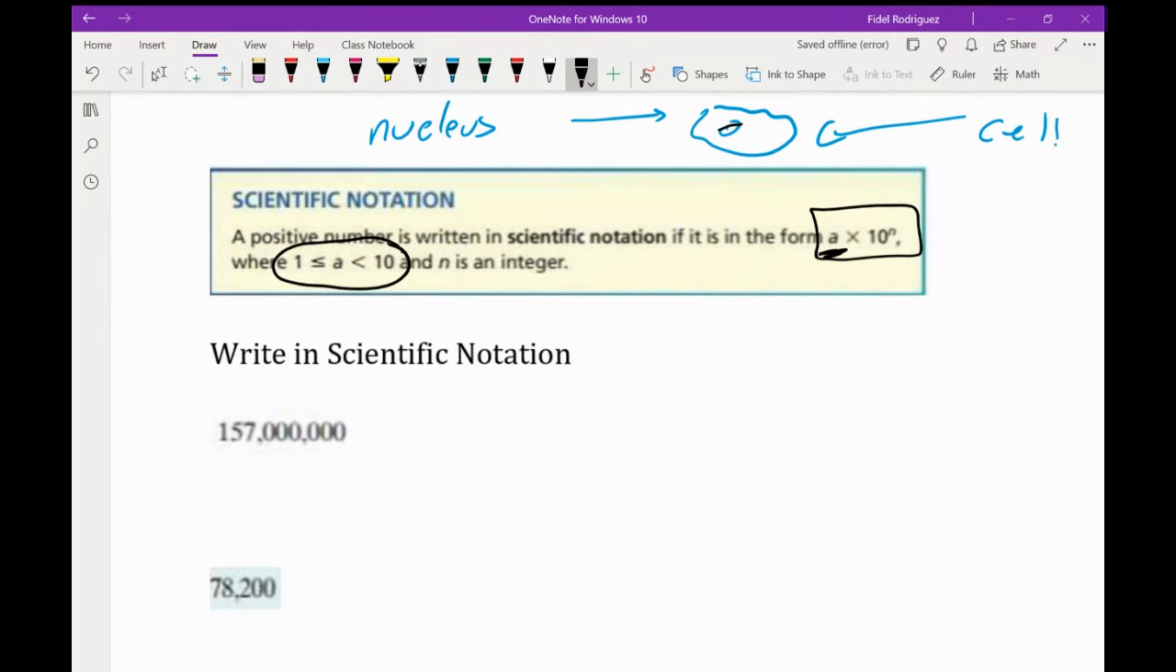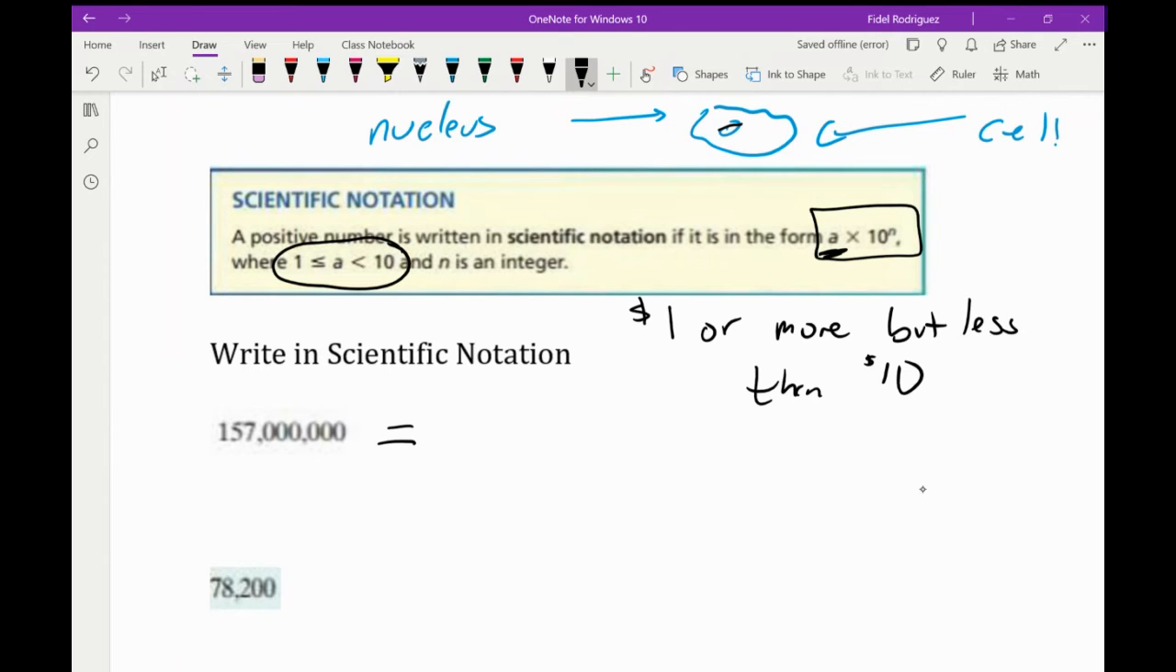Okay, so what this part means is that the number that's going to be here in front, think about it in terms of money. It has to be $1 or more, but less than $10, okay? So what I want to do here with this number, excuse me, and I'm going to show you how I'm going to write it in scientific notation.